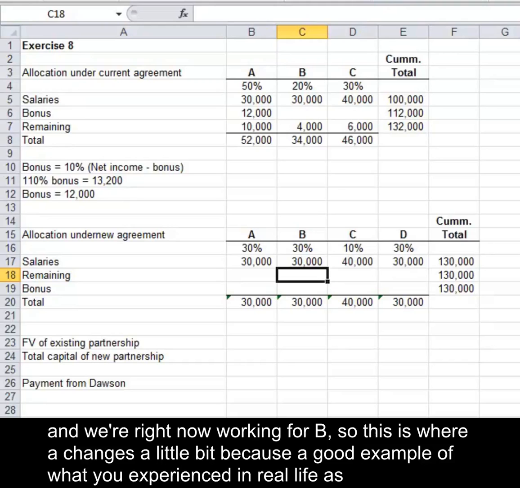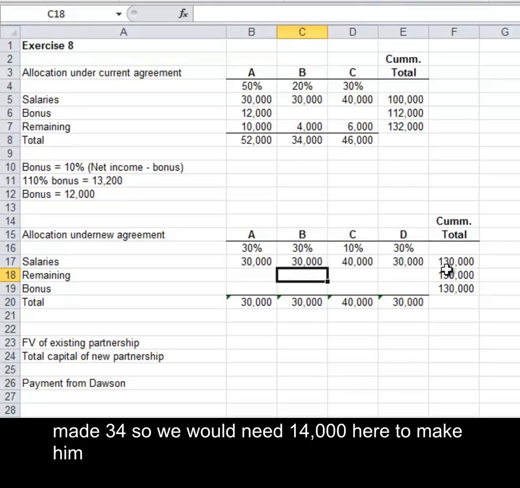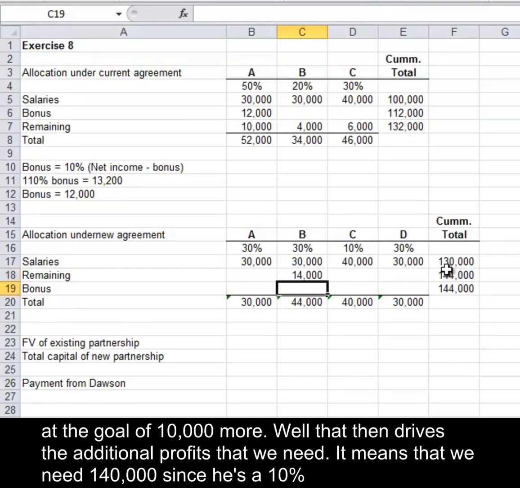As a consultant for client B, B wants to make at least 10,000 more than the existing agreement. So you'll see that under our original agreement he made 34, so we would need 44,000 here to make him at the goal of 10,000 more. Well, that then drives the additional profits that we need. It means that we'd need 140,000.